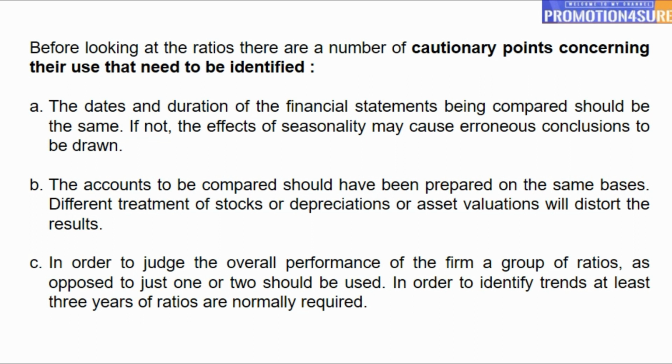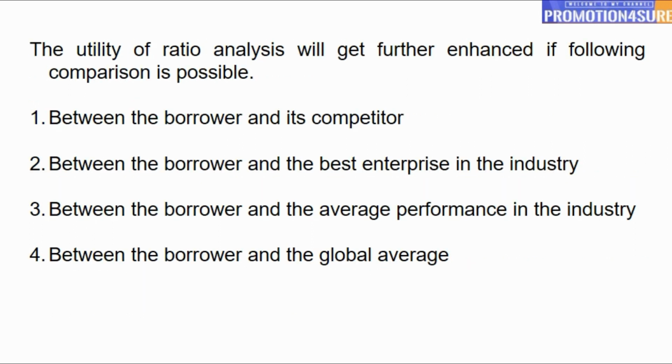Now, before looking at the ratios, there are a number of cautionary points concerning their use that need to be identified. The dates and the duration of the financial statements being compared should be the same. If not, the effect of seasonality may cause erroneous conclusions to be drawn. The accounts to be compared should have been prepared on the same basis. Different treatment of stock or depreciation or asset valuation will distort the results. In order to judge the overall performance of the firm, a group of ratios, as opposed to just one or two, should be used. In order to identify trends, at least 3 years of ratios are normally required.